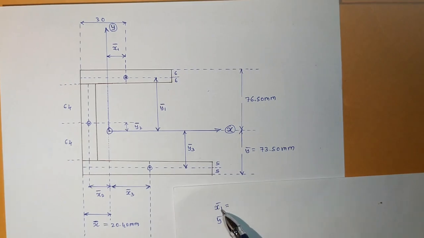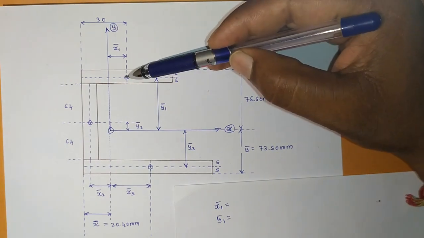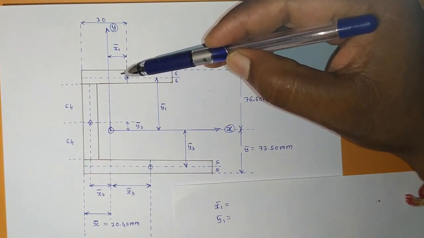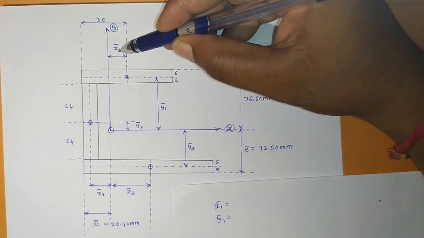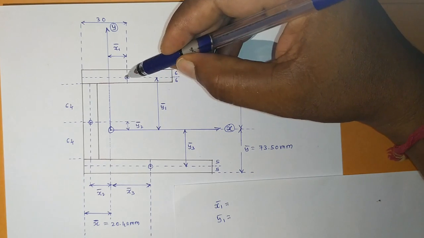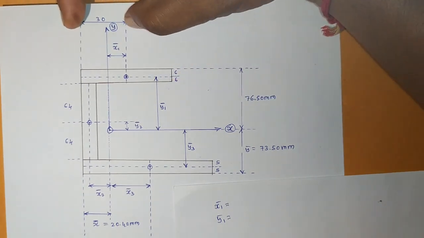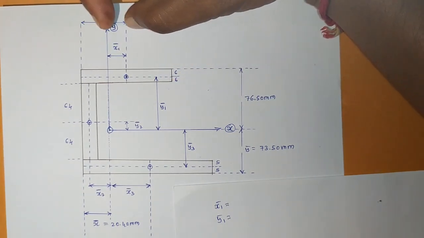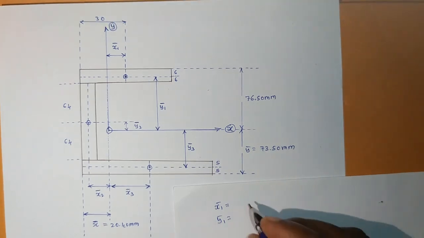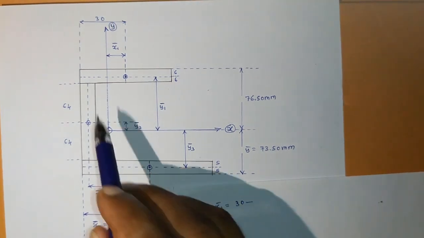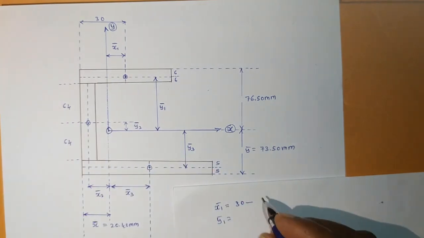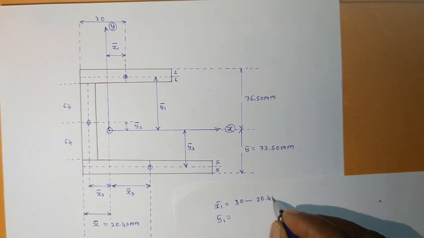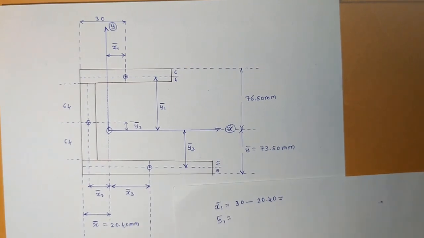Now let us mark x1 bar and y1 bar. What is x1 bar? x1 bar is the distance between the centroid of section number 1 and the centroidal axis. How do we get this distance? The total distance is 30 mm, minus this distance, 20.40, will give x1 bar.